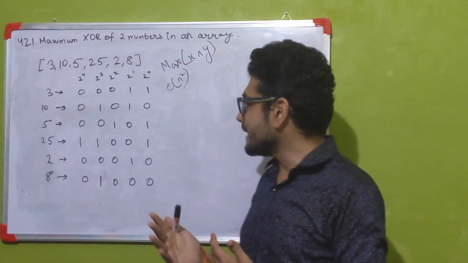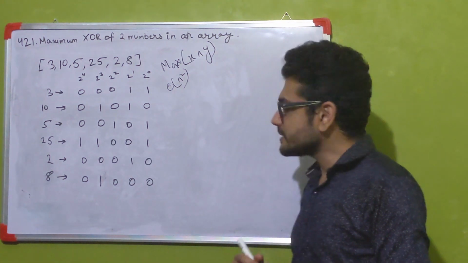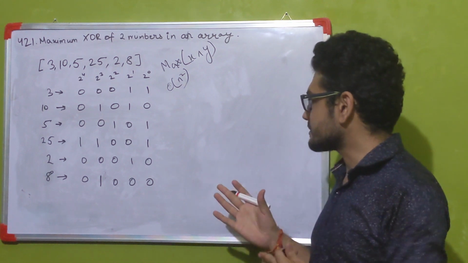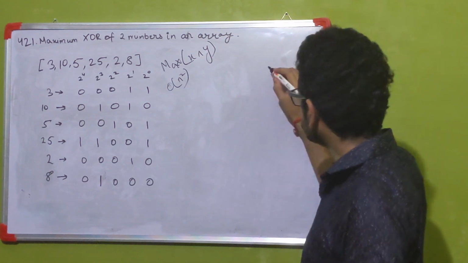Let's define a data structure which is going to help us in solving this problem. Let's look at a trie kind of data structure. Now let's represent all these numbers in a trie.